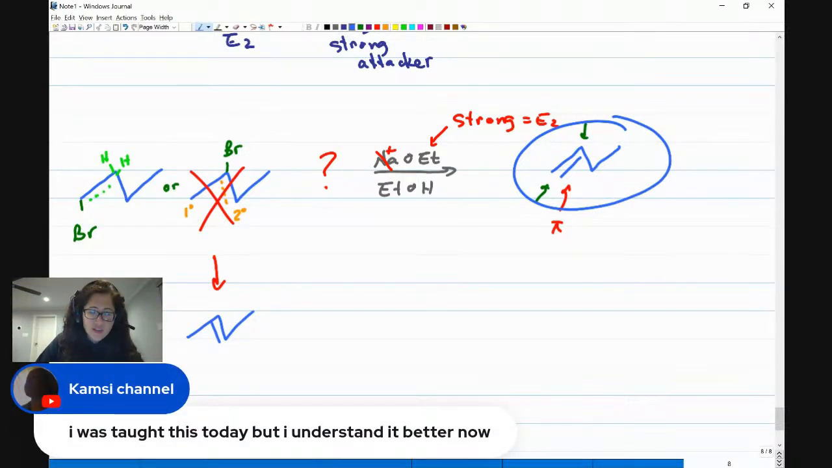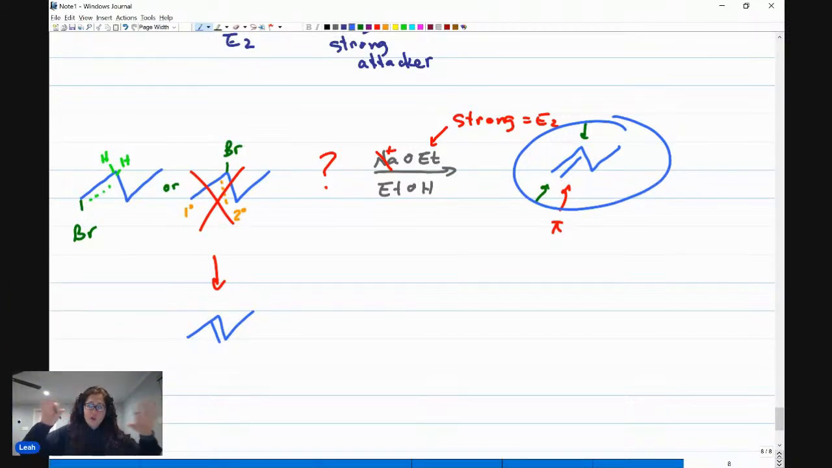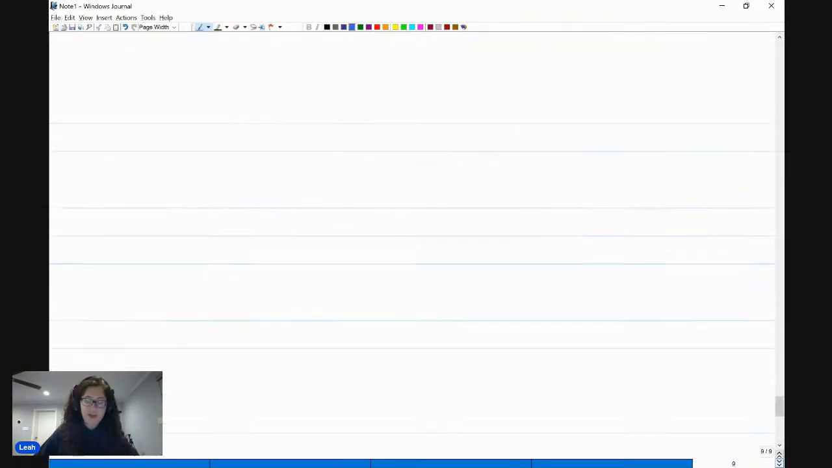Kamsi says, I was taught this today, but I understand it better now. This makes me so happy because a lot of professors will just rush through and throw information at you. But if you take the time to learn and understand, then you're able to apply what you learn to much more difficult questions. And that is my goal for today. That is what I'm looking for. This is the kind of problem that professors love.